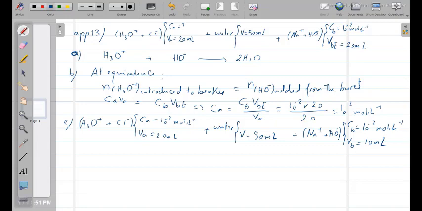The equation of the reaction is H3O plus plus HO minus gives 2H2O.